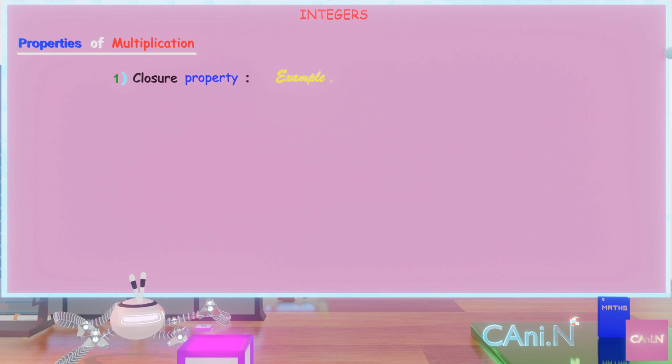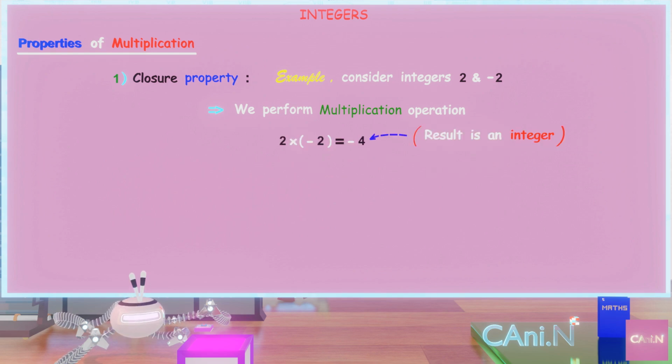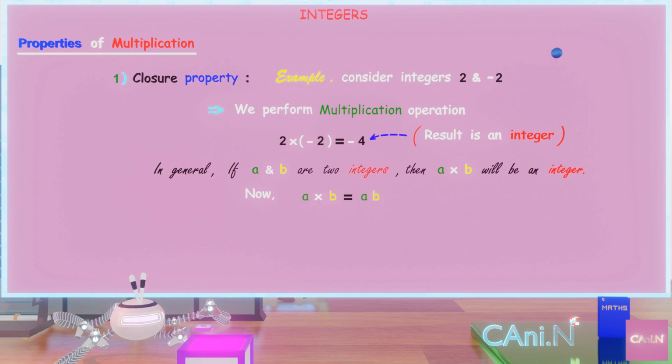Closure property. Example. Consider integers 2 and -2. We perform multiplication operation. 2 into -2 equals -4. In general, if a and b are two integers, then a into b will be an integer. Now, a into b equals ab. a into -b equals -ab equals -a into b. -a into -b equals ab.